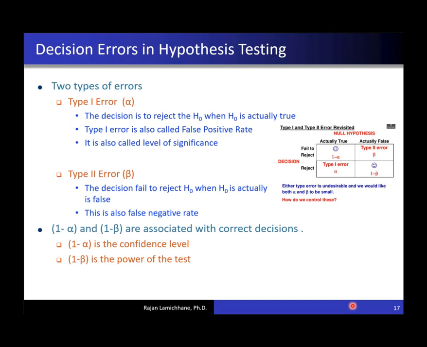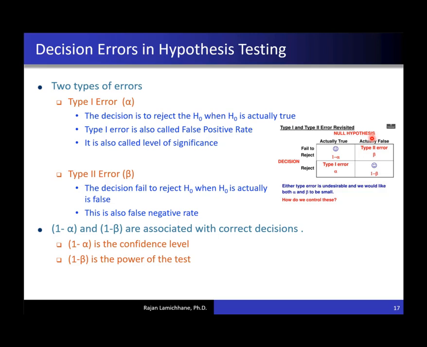Now let's go to the hypothesis testing errors. There are two types of errors when you are dealing with the null and alternate hypotheses. These decision errors can be called type 1 error and type 2 error. Type 1 error is very similar to false positive, and it is also called the false positive rate. Here this is the status of the null. This is true null hypothesis, this is null hypothesis is false.